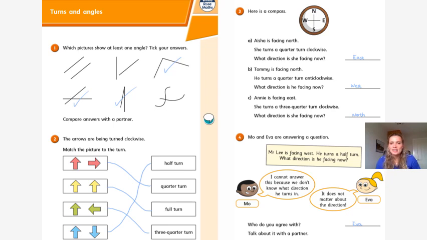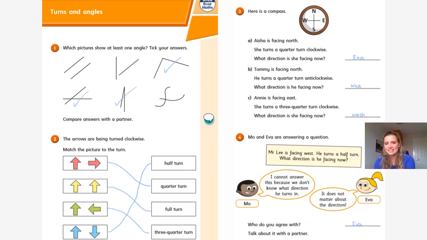So Aisha is facing north. If you point to the north first, she turns a quarter turn clockwise. If you turn clockwise, so go to the right for a quarter turn, she would now be facing east. This time Tommy is facing north. He turns a quarter turn anti-clockwise, so turns left, and he is now facing west.